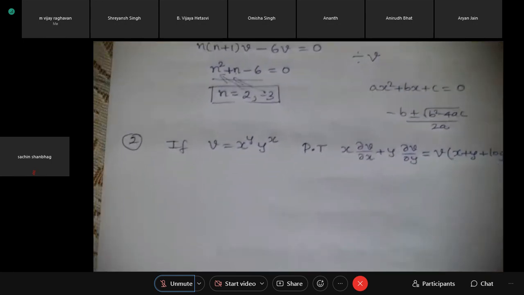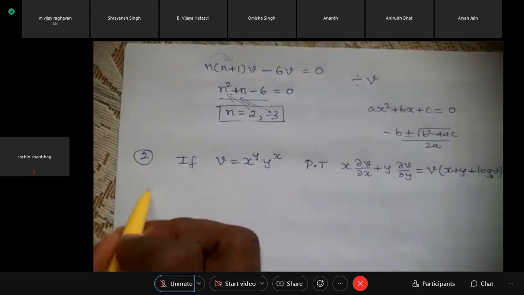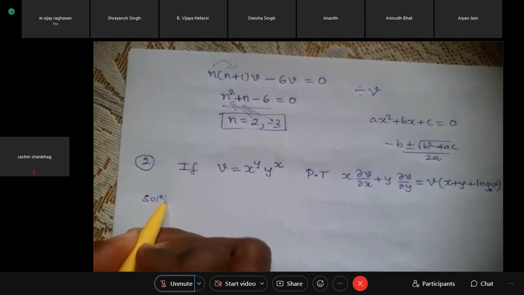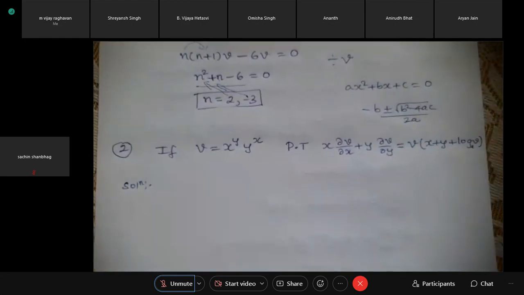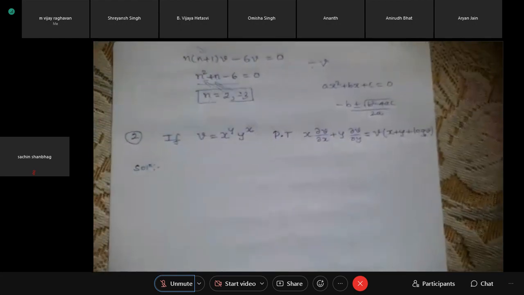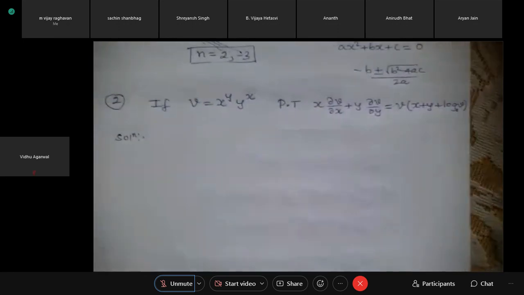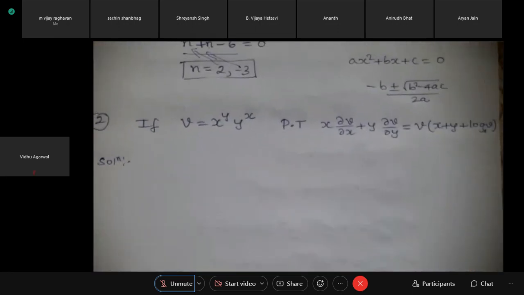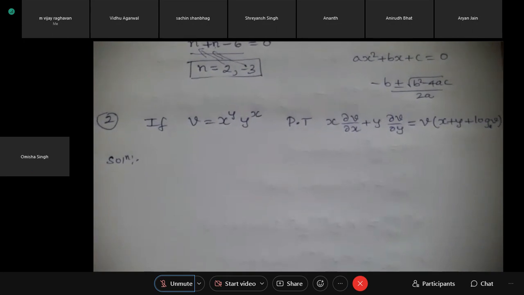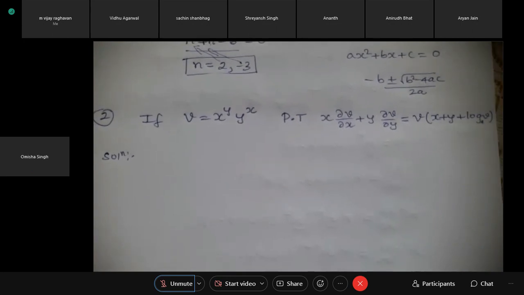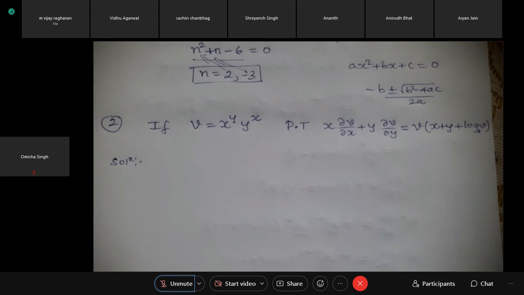What can you say about the function? Sir, symmetric. Independent variables it is having, two. What are they? X and Y. X and Y, sir.